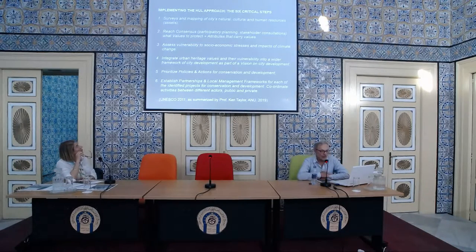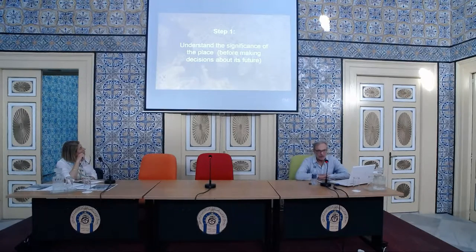So these are the six steps, or very close to the six steps that Klaus Peter showed a moment ago. This is a slight variation as summarised by an Australian colleague of mine, which shows one by one the way that a government or an agency, such as a local administration, might implement HAL. I'm going to talk about each of those in slightly more detail. The first of the steps is to understand the significance of the place before making decisions about it.